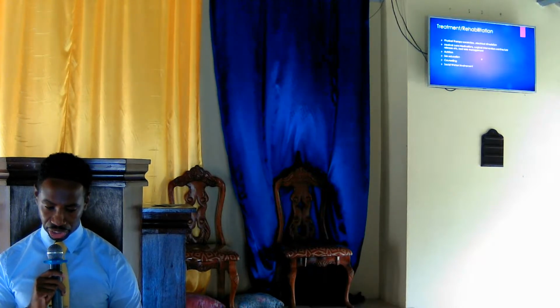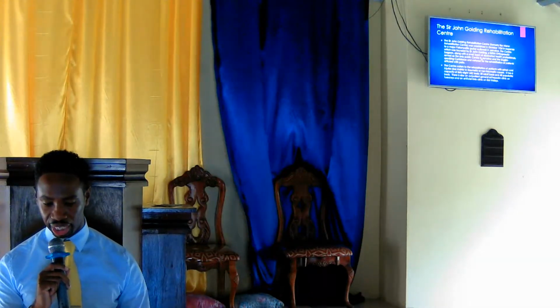There's also social work involvement, where the social worker literally comes in to let you know what is available for patients who require rehabilitation. Now, where in Jamaica can I get rehabilitation after a spinal cord injury or a stroke? Where in Jamaica? The Surgeon Golding Rehabilitation Center.